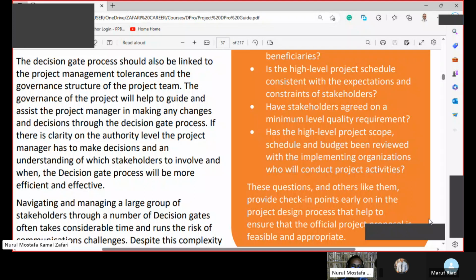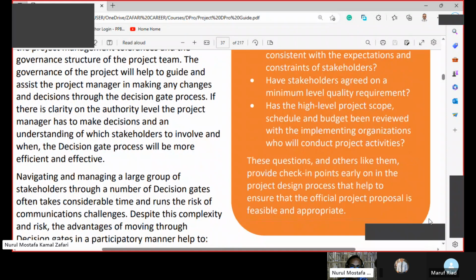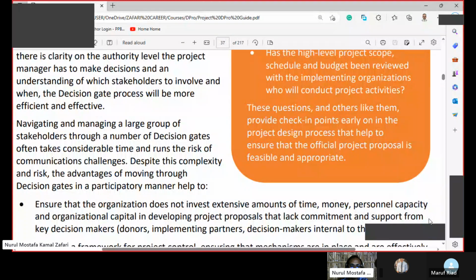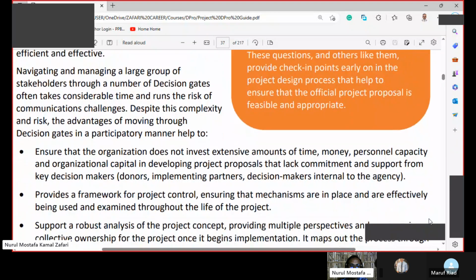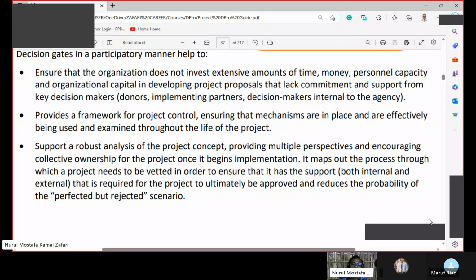Navigating and managing a large group of stakeholders through a number of decision gates often takes considerable time and runs the risk of communications challenges. Despite this complexity and risk, the advantages of moving through decision gates in a participatory manner help to ensure that the organization does not invest extensive amounts of time, money, personal capacity, and organizational capital in developing project proposals that lack commitment and support from key decision makers, donors, implementing partners, and decision makers internal to the agency.